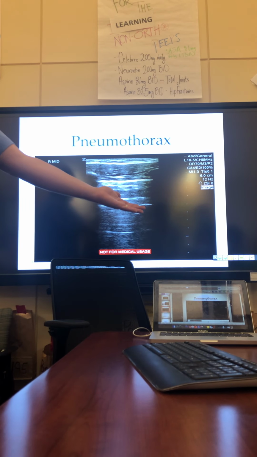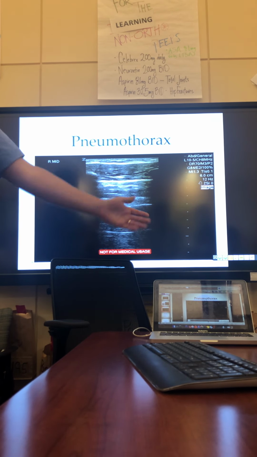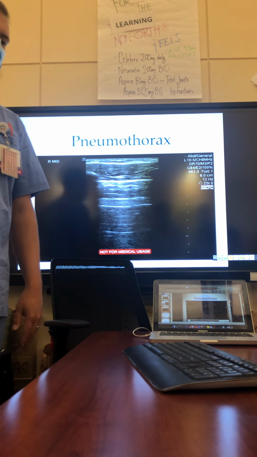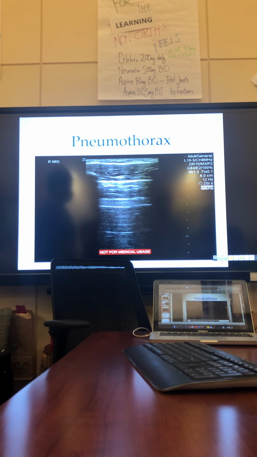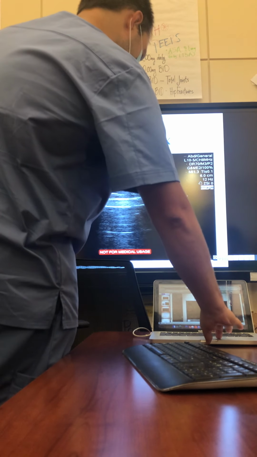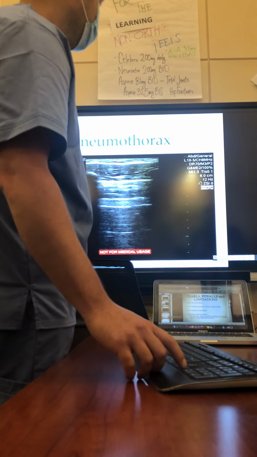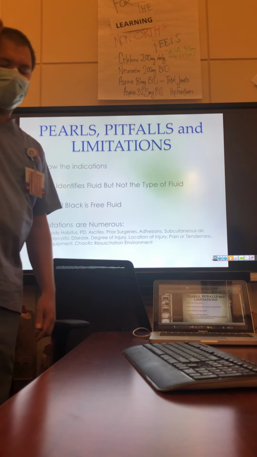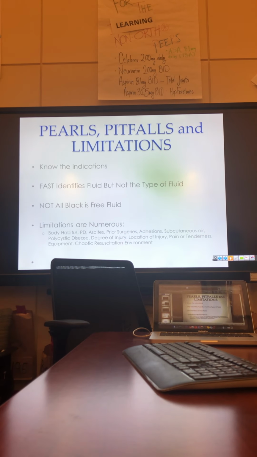I would have never known how to look for a pneumo. We'll play with this when we do the scan, because it's very easy just to hold your breath and then you see that there's no lung movement. So is this like an all or nothing, or based on how big the pneumo is? So for our purposes, for FAST, it's just, is it there or is it not?